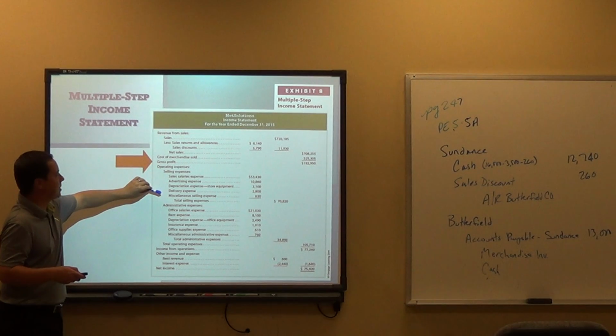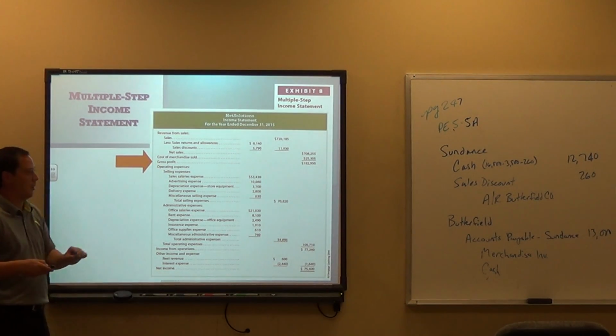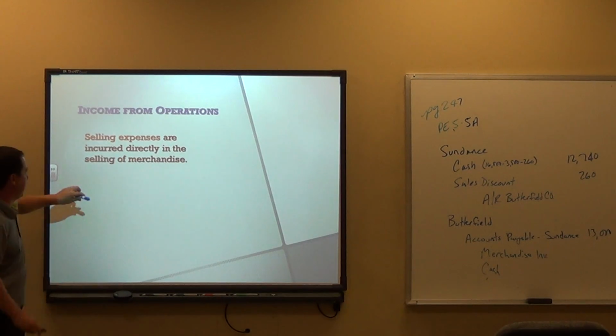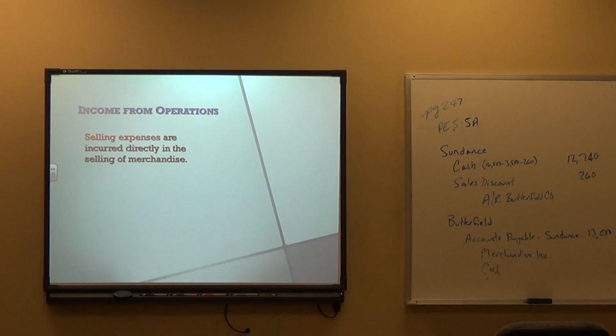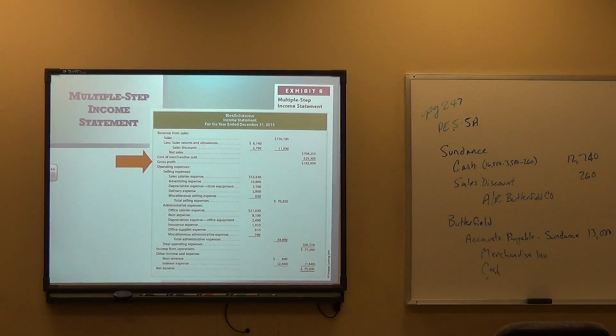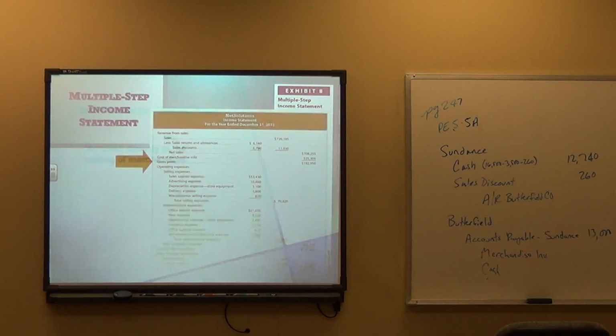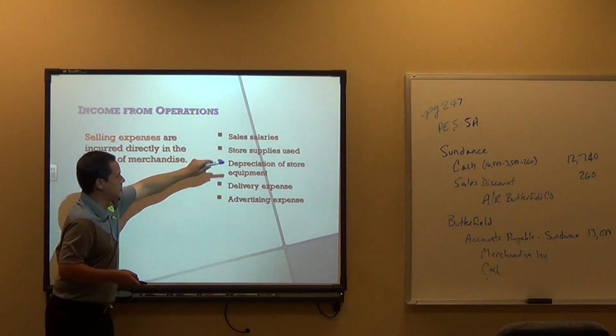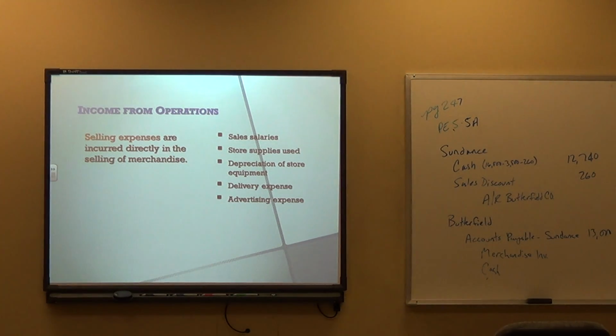We break our expenses down from selling expenses to administrative expenses. So what does it cost us to sell this? And what does it cost us to run our overall business, our operating expenses? So selling expenses are incurred directly in the selling of the merchandise, how we're directly affecting that. If we look back here, advertising, sales salaries, delivery expense, those types of things go into that. And then store supplies used, and obviously the advertising expense is a part of that.